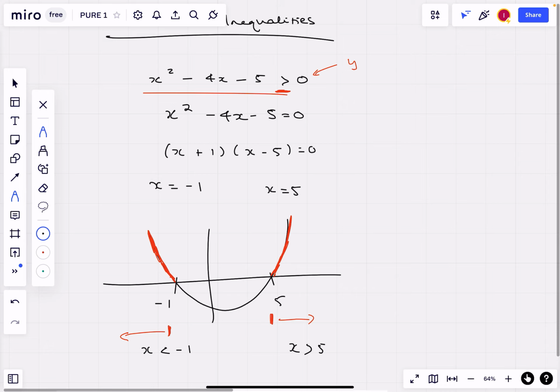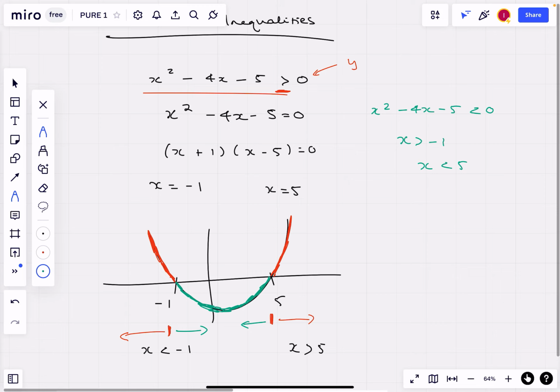Let's say, theoretically, it was less than 0. In this case, you would be looking at all the values under the x-axis, under y equals 0. In that case, it would be from minus 1 to the right and 5 to the left. So greater than minus 1 and less than 5, if you were looking below 0. Does that make sense? I hope so.